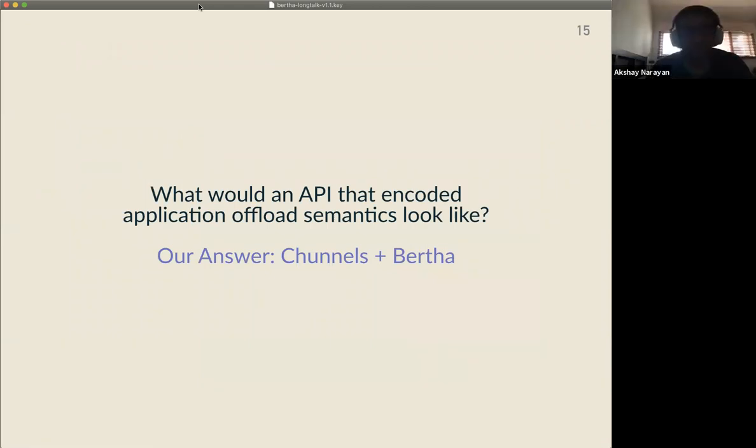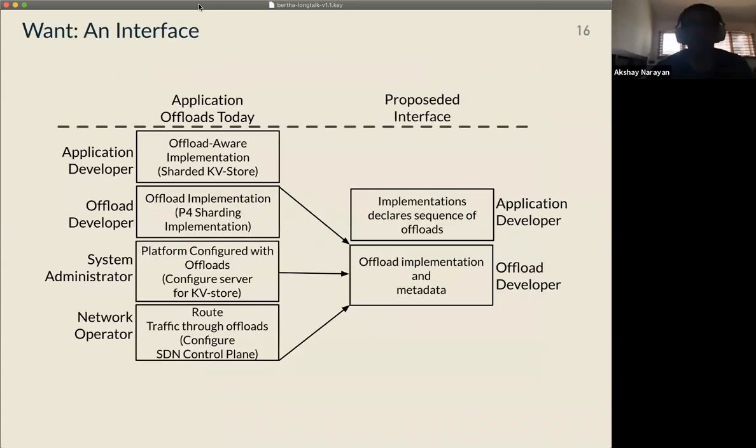Our answer to resolve this question is a new application network abstraction, which we call channels, and a new interface to that abstraction, which we call Bertha. The high level idea, the proposal for addressing this issue, is to enhance the application's network interface to perform offload related coordination. We want this interface to provide a way to talk about an application's network oriented functionality. So from the application developer's perspective, they declare upfront all the network functionality that they could benefit from. And then the offload developer is responsible for providing one or more implementations of that functionality.